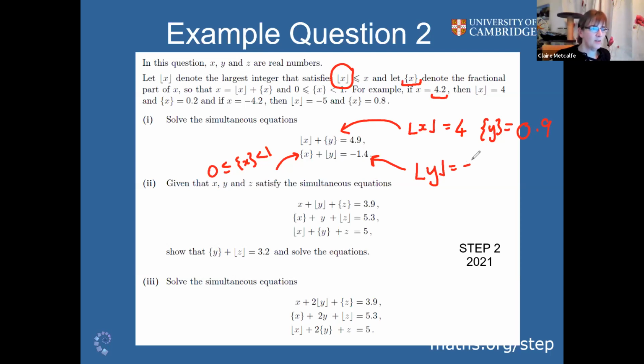Okay, we've got a few -2s coming in. And if that's -2, then this bit must be 0.6. And then we can stick them together. So x is this plus this, and y is -2 plus 0.9.